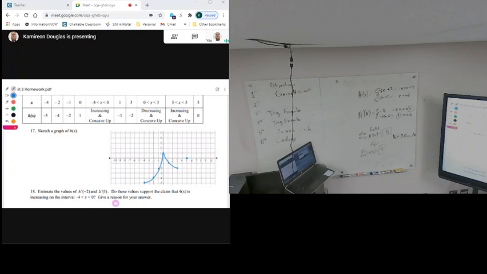From 3 to 5, increasing and concave up. Okay, let's look at our picture. It's asking us to estimate the value of h prime of -2, so that means the slope at -2. So right here is the slope. And h prime of 1. So that's right there. So take a look at the picture. Estimate. What is the slope at -2?